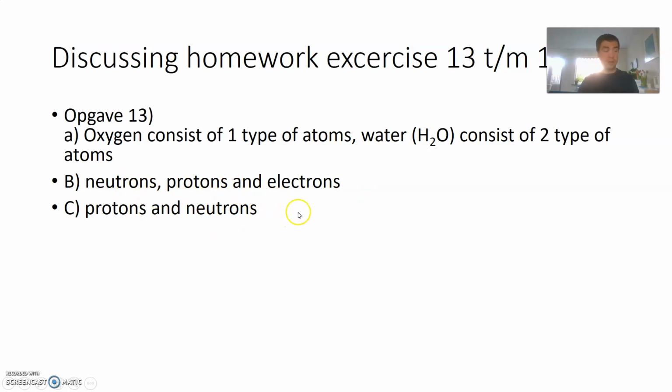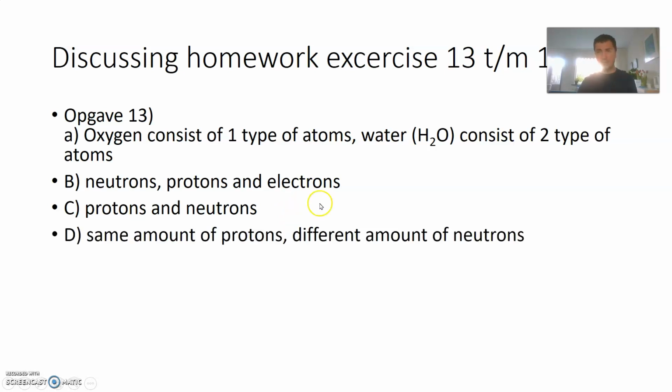And when are two atoms isotopes of the same element? That's an important part of this paragraph. The same amount of protons, but a different amount of neutrons. And using the more questions, I hope the term isotope will become more clear.